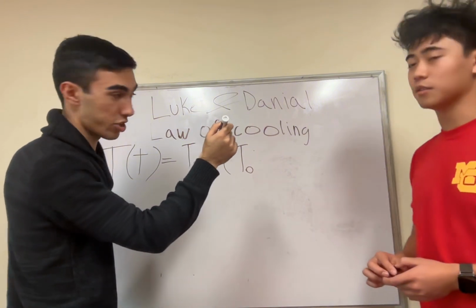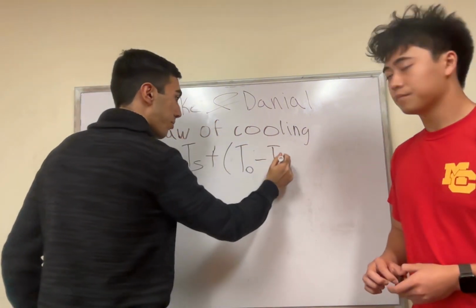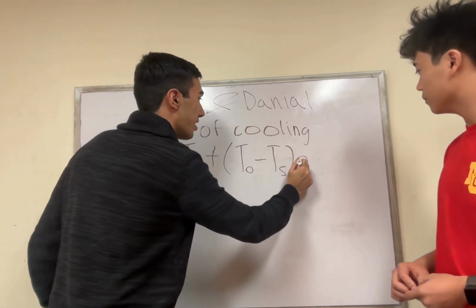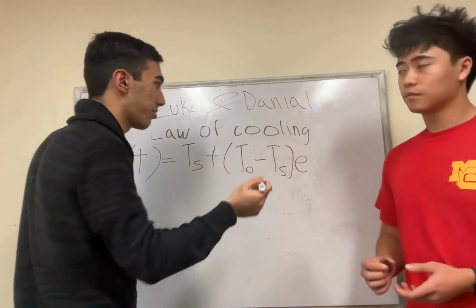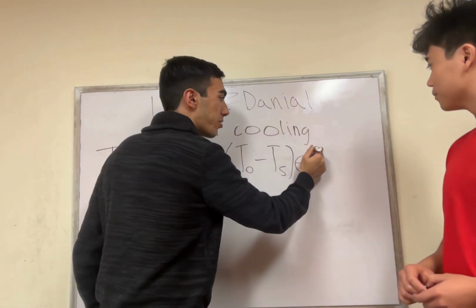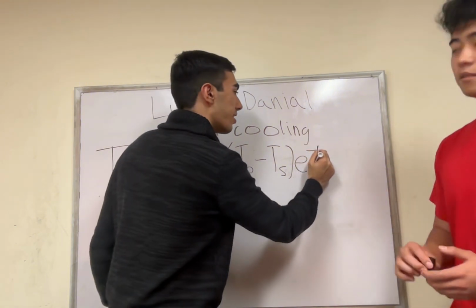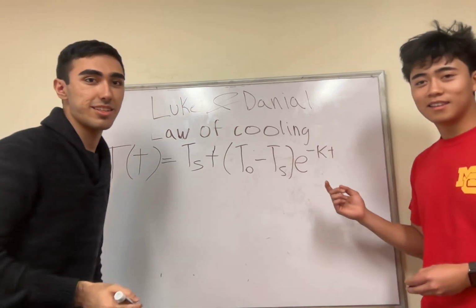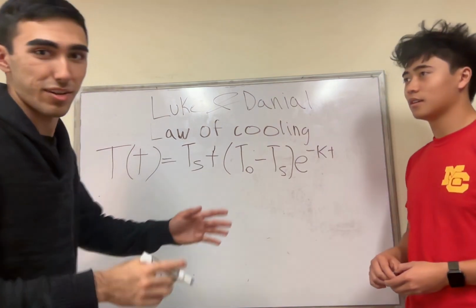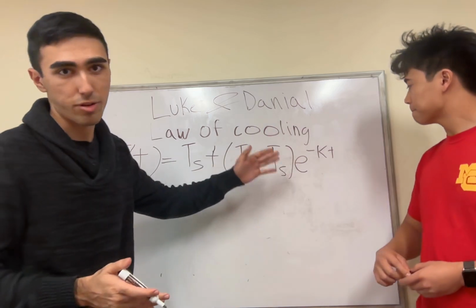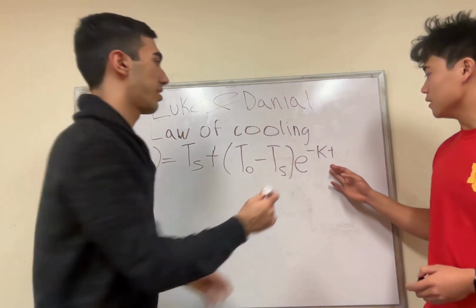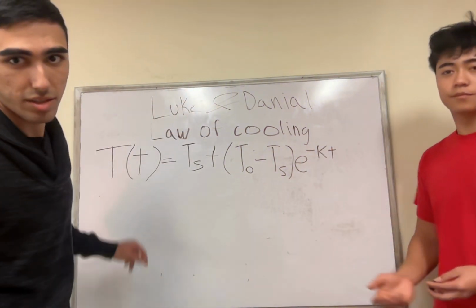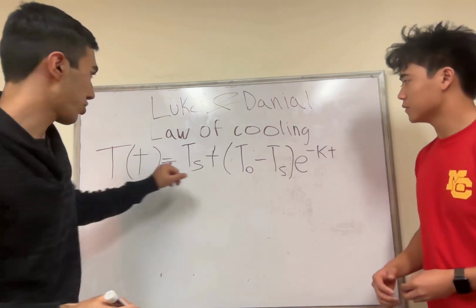T naught is the initial temperature, minus that ambient temperature, which, if you remember, is also over here, fun fact, times e, which is 2.71 something, to the power of negative kt. So K is going to be the cooling constant. It's different for everything, so sometimes we have to find it, sometimes it's given to us. And these t's are all going to be the time at which you are going to solve. So lowercase t is time, and temperature, T, is the big T.